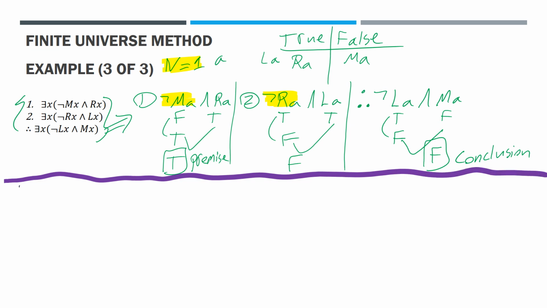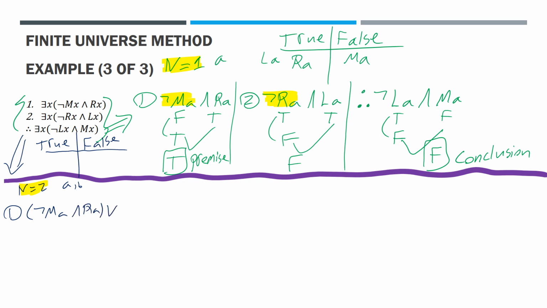Let's say that n equals 2. We have two objects, A and B. We have our first premise. We want to translate those, so to speak, into this finite universe of two objects. It's an existential or particular, so there'll be a disjunction. We'll say not MA and RA, or for the second object, not MB or RB.